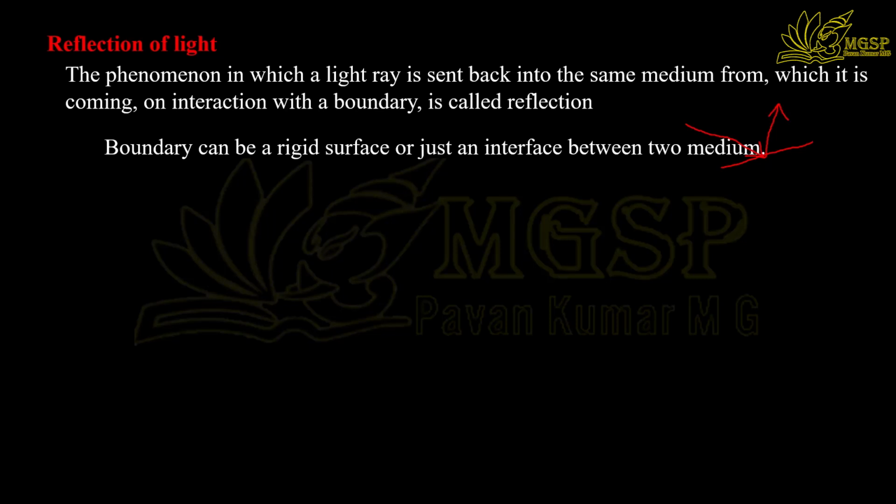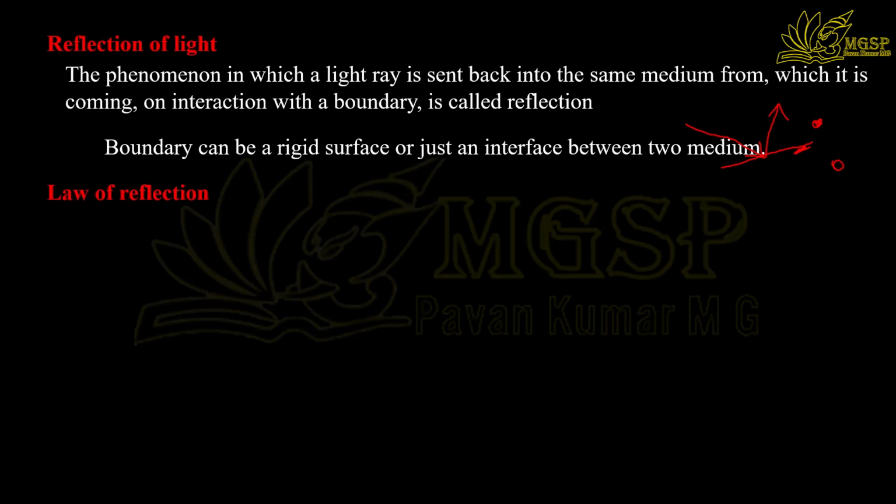Next, the boundary can be a rigid surface or just an interface between two media. This boundary is just a rigid surface or it is an interface, means there is one kind of medium here and another kind of medium here.